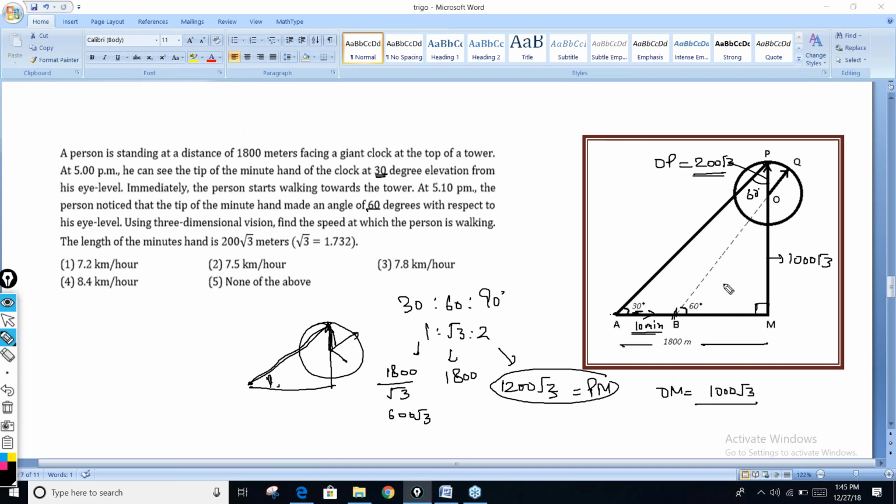So now, which side is given? Again, if you can notice, this again becomes a 30, 60, 90 triangle. This is 60 degree, this is 90, so this angle will be 30 degree. Again, in a 30, 60, 90 triangle, the side ratio is 1 is to root 3 is to 2.